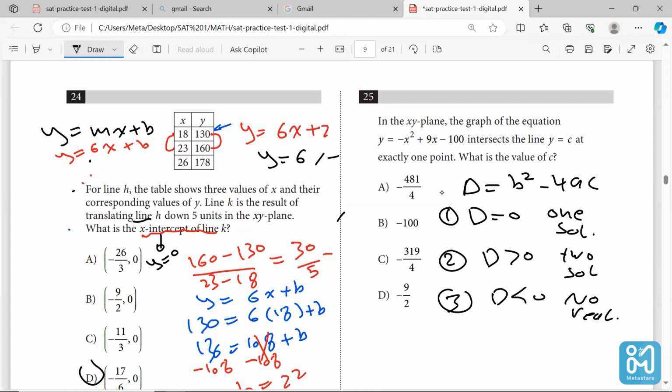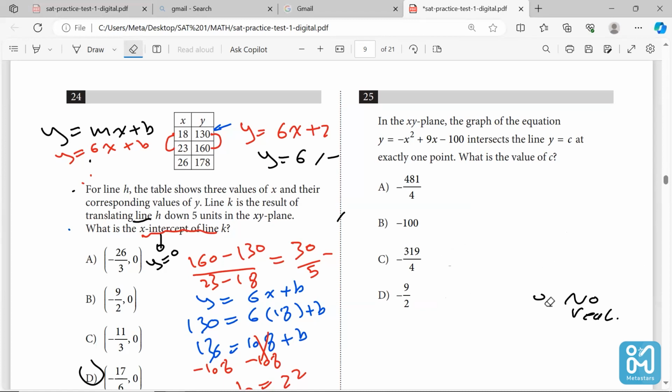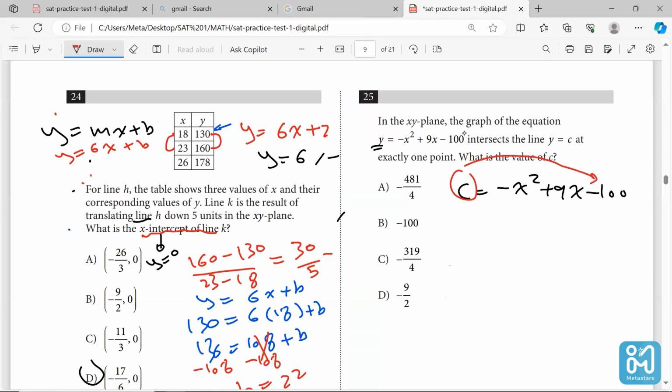Okay, let's take the question here. I have y equals c, so I plug in c here. So I have c equals minus x squared plus 9x minus 100. Guys, when I have a quadratic, it should be equal to 0. So I will move this c to the other side. So I need to prepare this one: minus x squared plus 9x minus 100 minus c equals what? To 0. Now, the question gives us a hint. I have exactly one solution. This is a keyword. It means D equals 0.